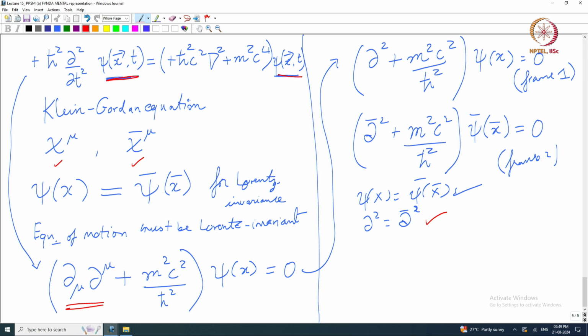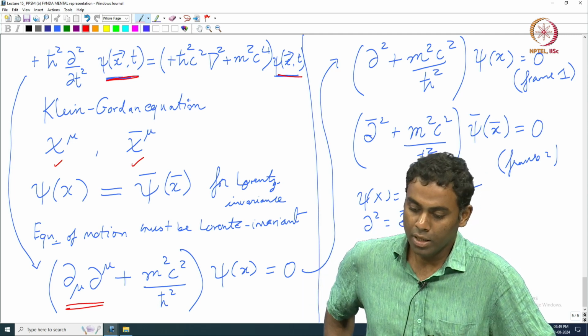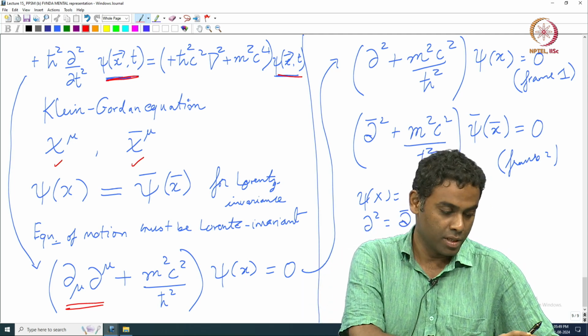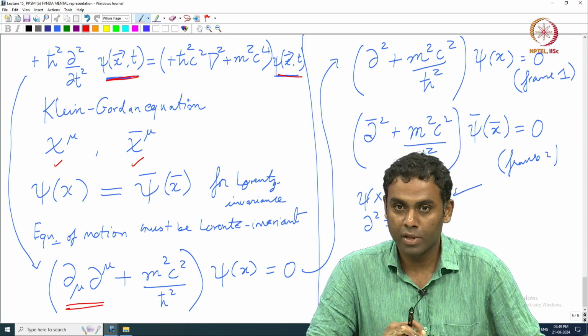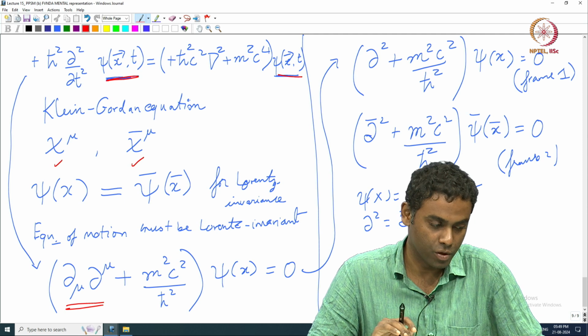Okay. Why is this bad news? If this is a wave function, why is this bad news? Because although the Klein-Gordon equation satisfies relativity, it does not satisfy a very fundamental axiom of quantum mechanics. Okay.